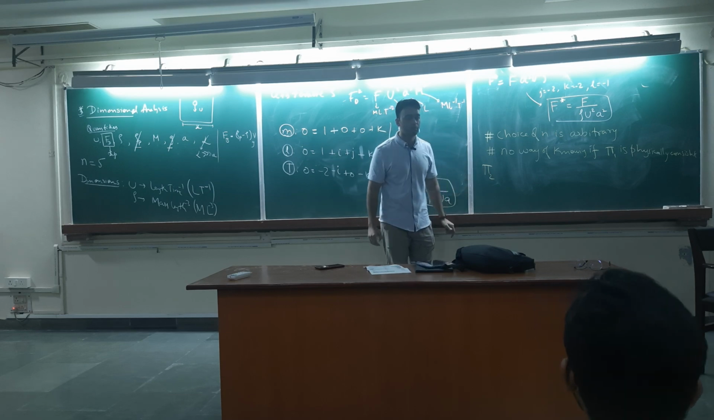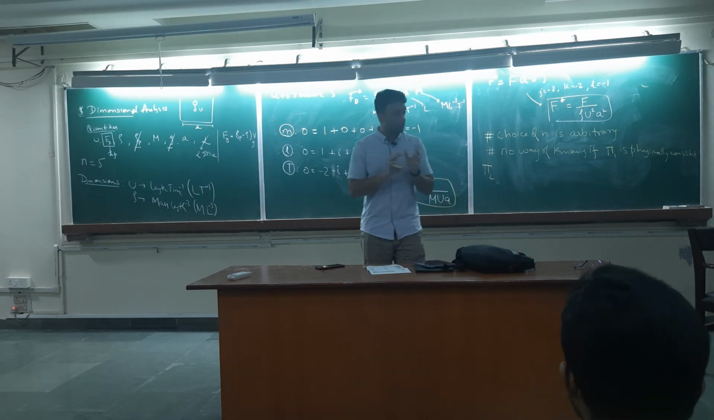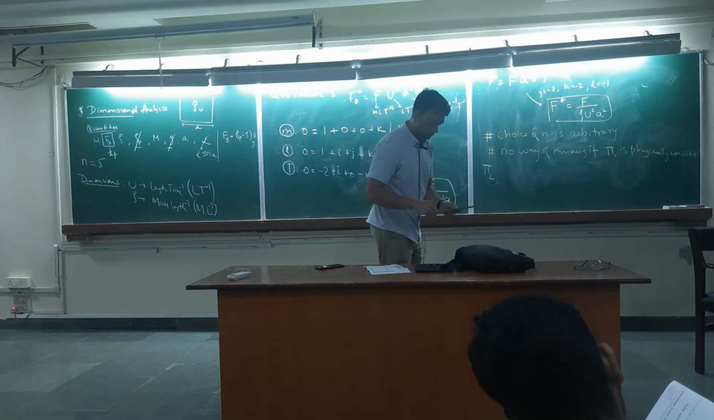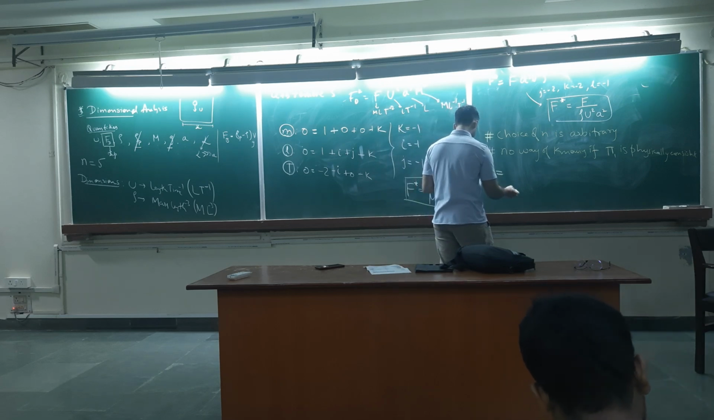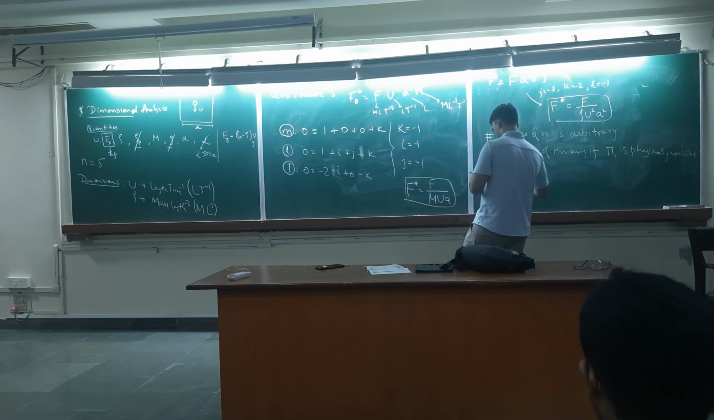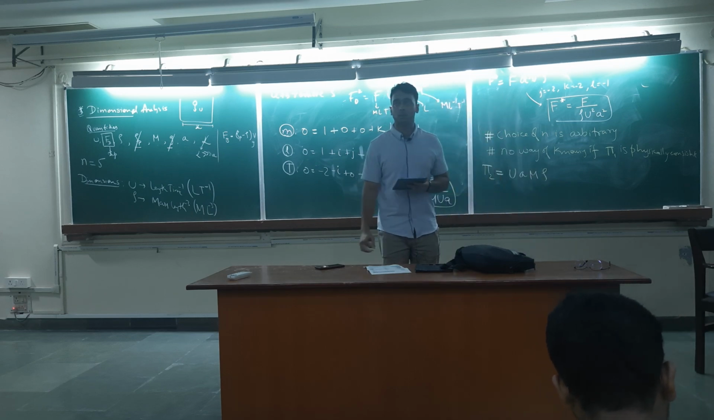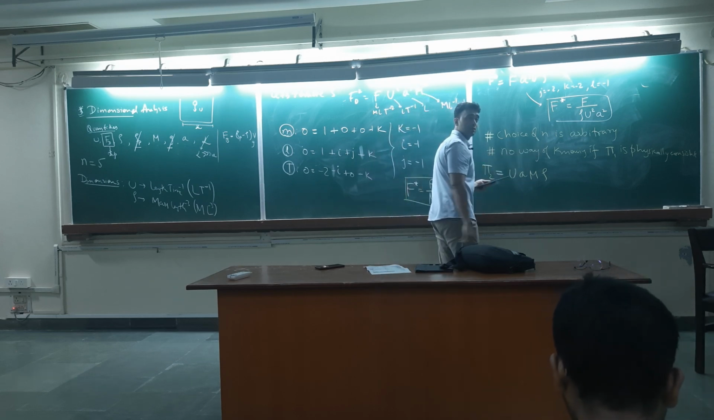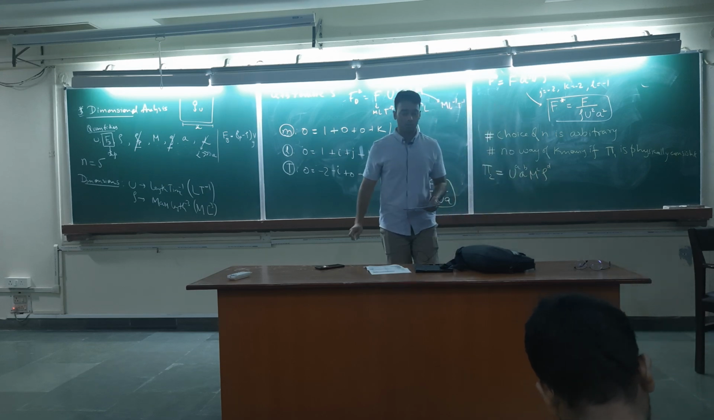What is pi 2? Did you write the definition of pi 2? Pi 2 will be made up of completely independent quantities, right? So what are the independent quantities? U, A, mu, density. Let's assign numbers A, B, C, D. Okay.